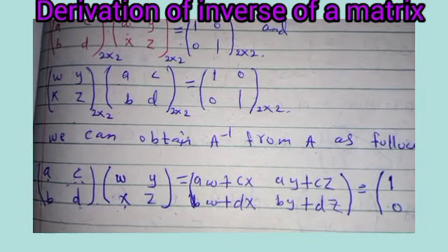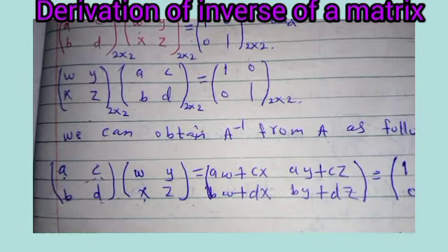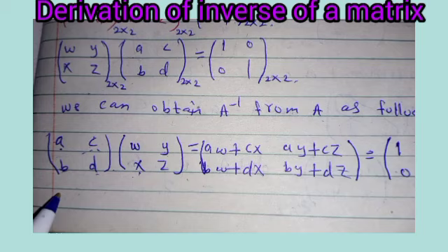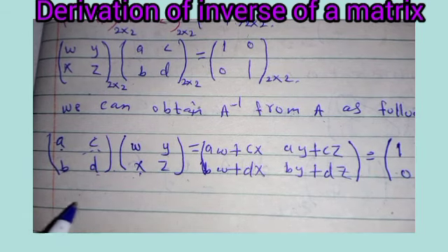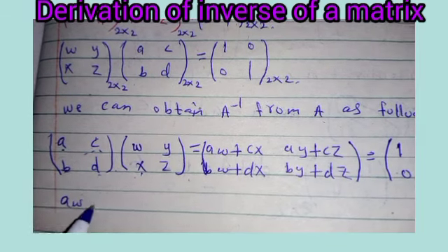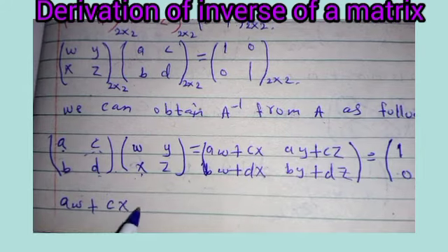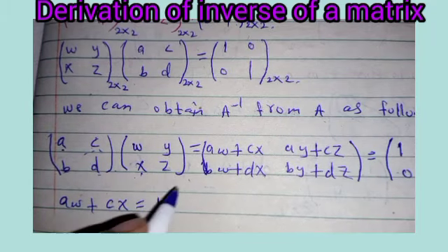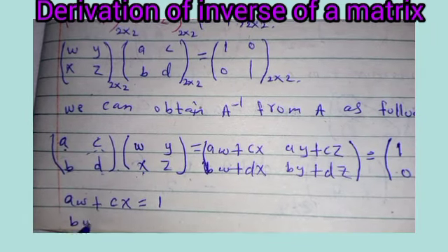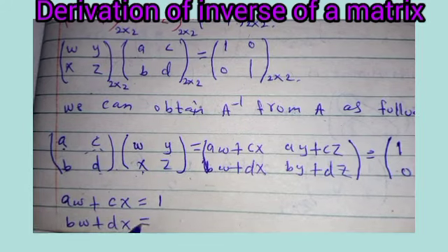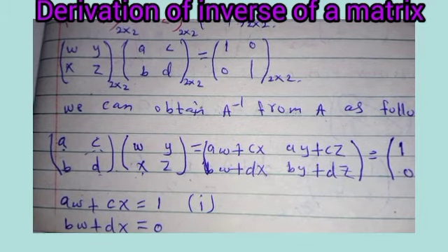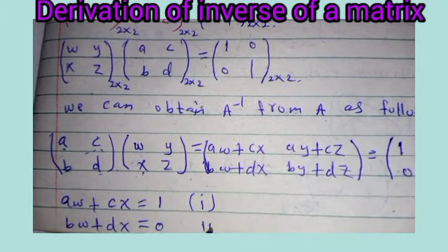So what we want to do now in the next stage is to equate. We are going to equate each element with its corresponding element. The first one we will have AW plus CX, which is equivalent to 1. The corresponding other one, BW plus DX, is equal to 0. You can call this one, the other one here, equation 3.